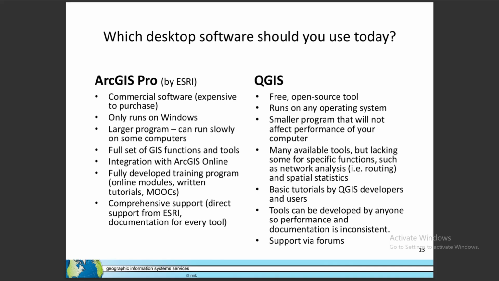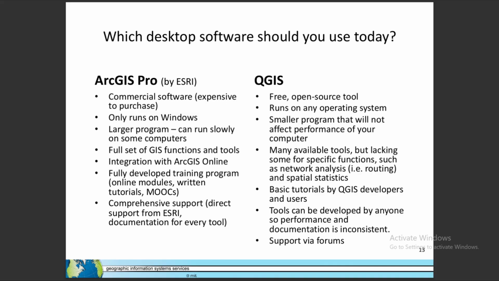Now for QGIS. It's completely free and open source. This is a major advantage, especially for students and researchers in resource-constrained settings. It runs on any operating system: Windows, Mac, Linux. It's a lighter program that won't bog down your machine. It has a large library of plugins contributed by the open-source community, which extends its functionality considerably. However, it does lack some specific tools, particularly for network analysis and spatial statistics, that ArcGIS Pro handles natively. Documentation and support can be inconsistent, since plugins are developed by many different contributors with varying levels of rigor.